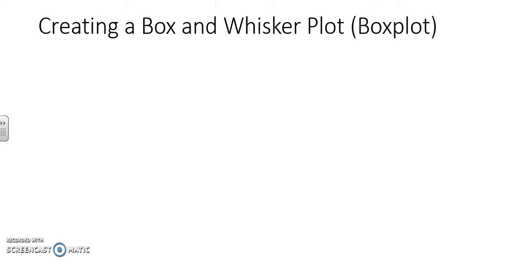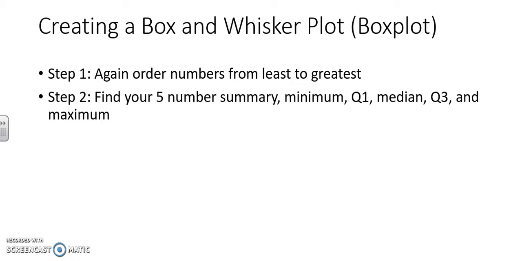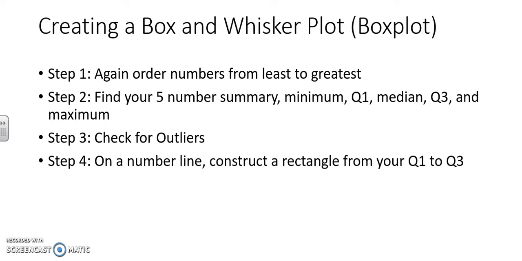We just successfully found our 4 outliers for our data set. Now what we want to do is construct a box and whisker plot so that we can see this data more visually. Our first step is order numbers from least to greatest. We've already completed that. Step 2, find your 5-number summary, minimum, Q1, median, Q3, and maximum. We also already did that. Step 3, we just finished checking for outliers, so we're ready to move on to step 4.